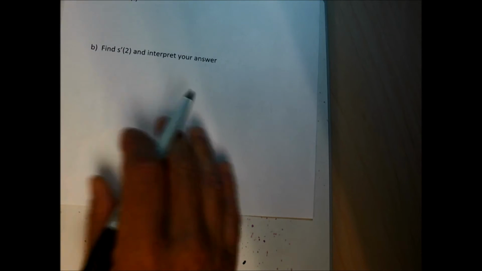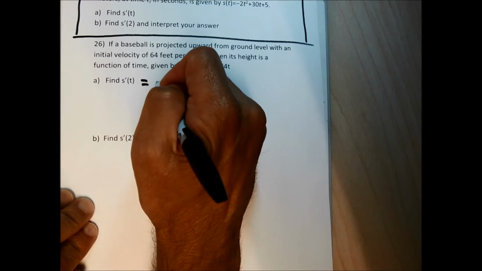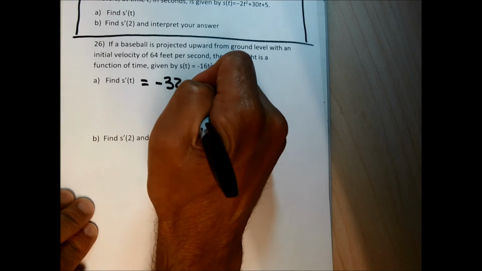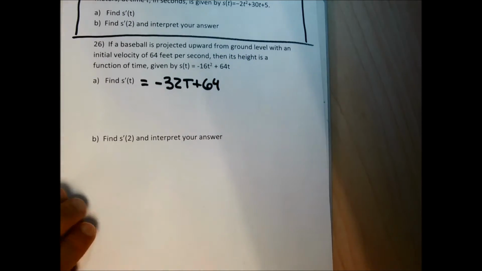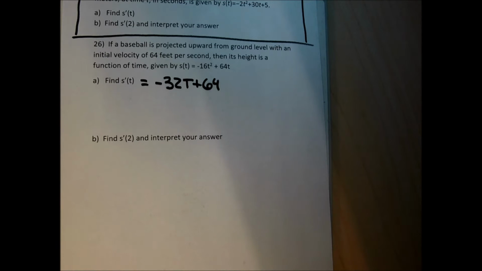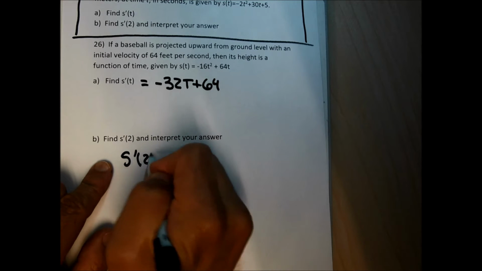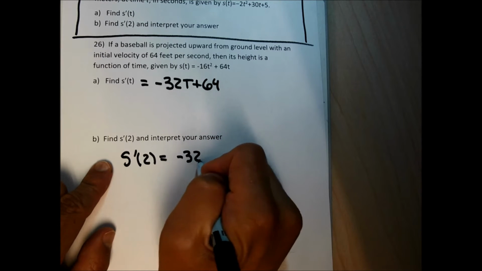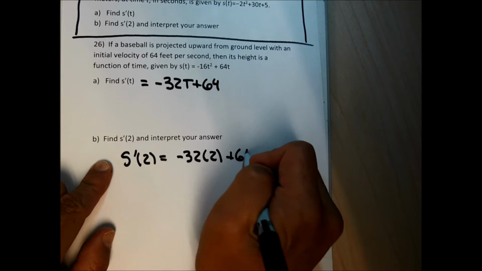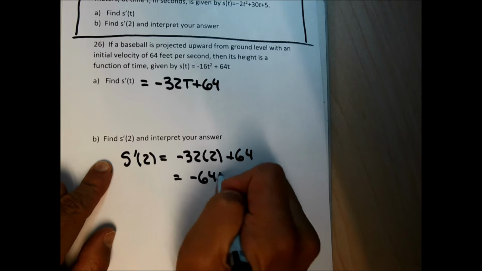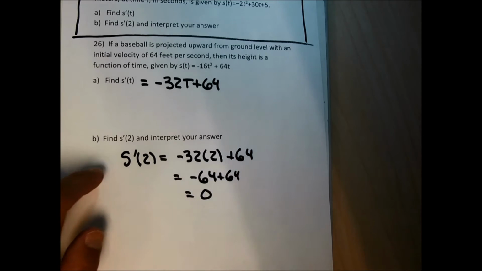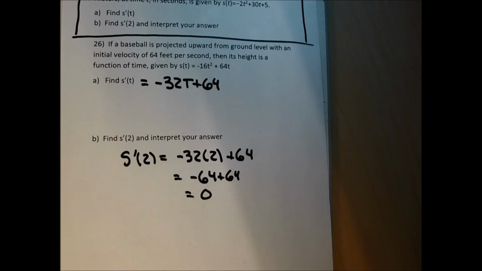26A says find s prime of t. S prime of t is negative 32t plus 64. Part B, the easy part is to find s prime of 2. S prime of 2 is going to be negative 32 times 2 plus 64, which is negative 64 plus 64, which is 0. I don't know if I can find it quickly here. I'll give a go at finding this in section 1.4 when we did it. I don't know what I can find here so quickly.